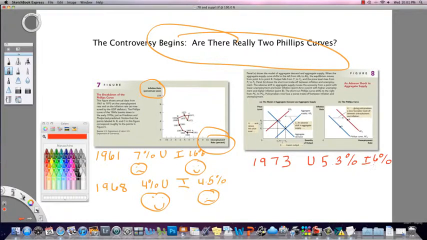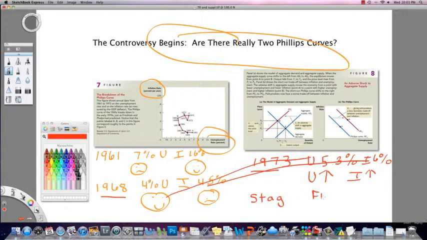Now, when we compare 1973 to 1968, what we see here is we no longer see the trade-off. One can see that the unemployment went up, and we can see that the inflation went up. So in the 1970s, there was no longer any trade-off. As a matter of fact, what we call the situation in the 1970s is stagflation.